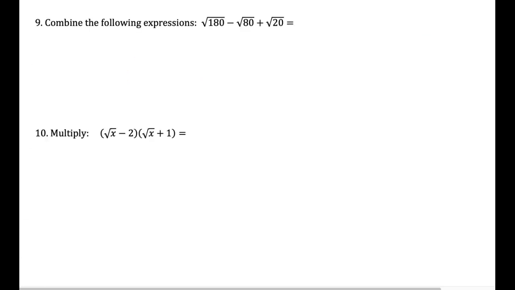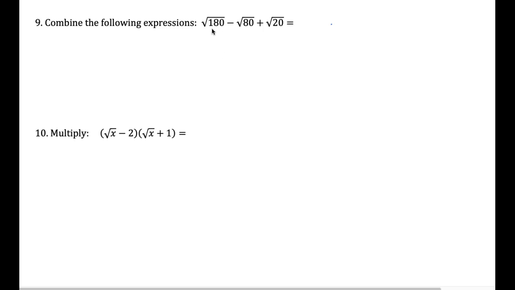Okay, so the next one asks us to combine the following expressions, and what we see right away is that there is a minus here and there's a plus here. So that means that we're going to have to find common terms, because you can't add or subtract things that aren't common terms. These are not common terms. One is the square root of 180, one's the square root of 80, and one's the square root of 20. We can combine them because they're all square roots, but we do need to find a common term to have underneath the radical sign. And I see that all of these things are factorable.